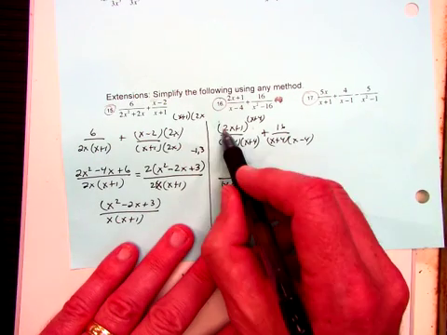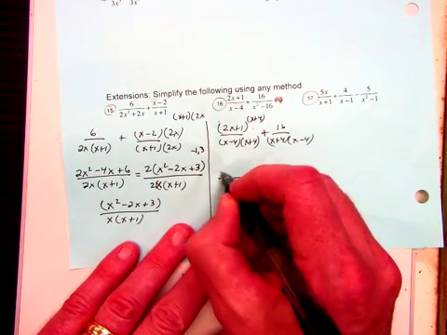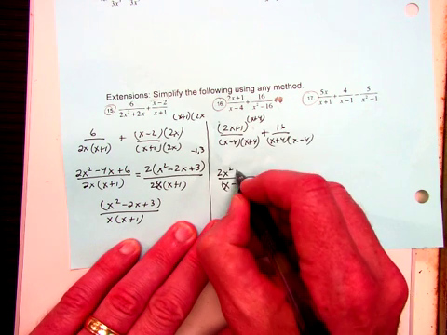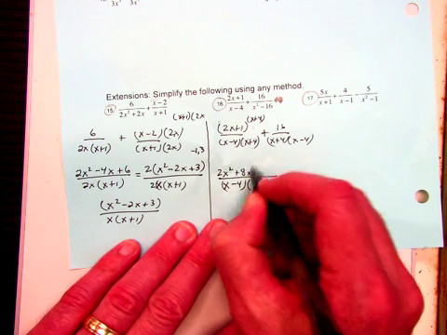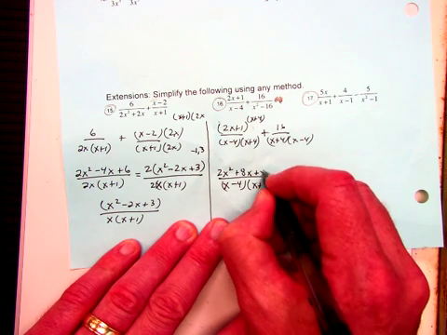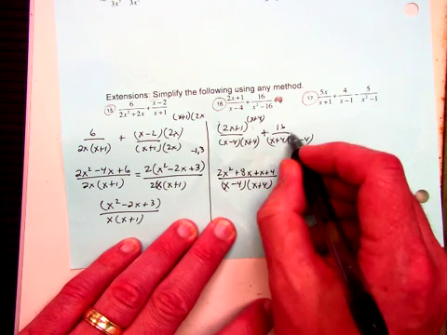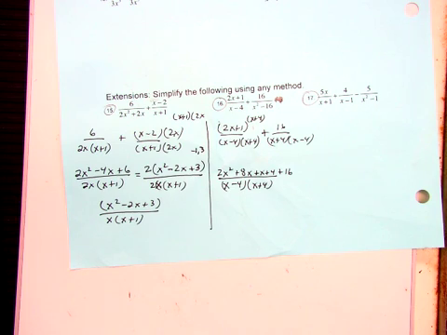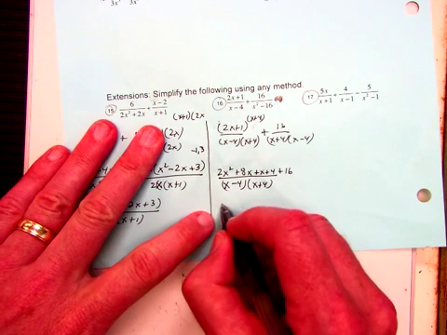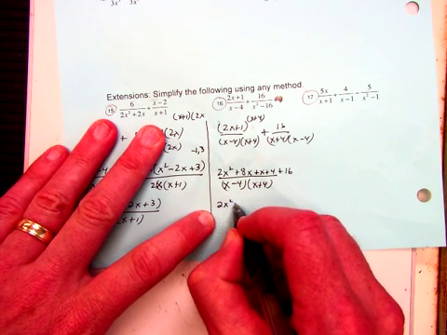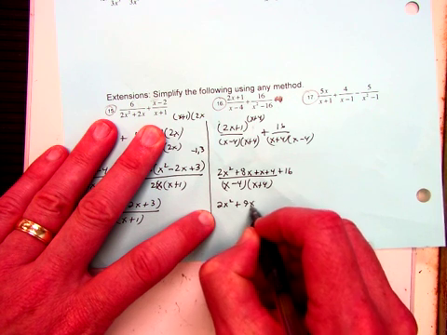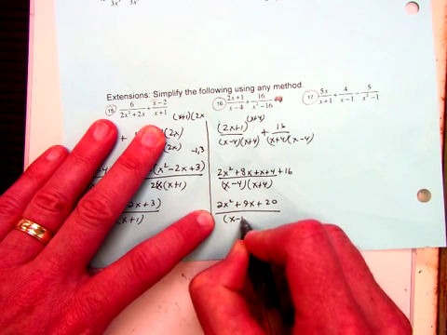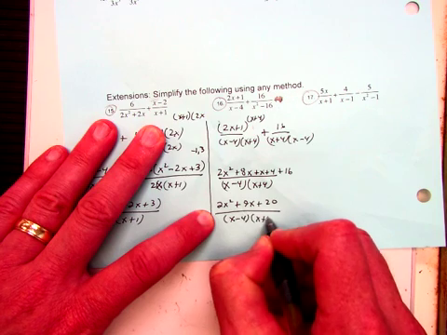Now I'm going to pull all this together. So I get 2x squared, plus 8x, plus x plus 4, and then I get the plus 16. Okay. If I pull all those together, I get 2x squared plus 9x plus 20, all over x minus 4, x plus 4.